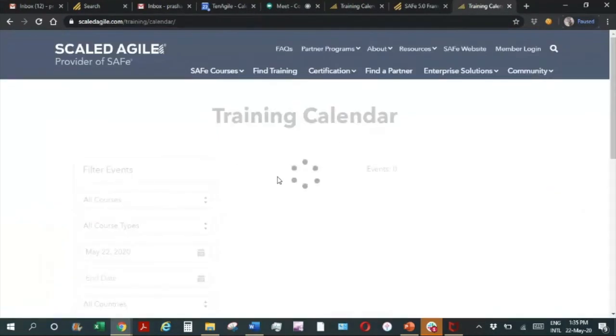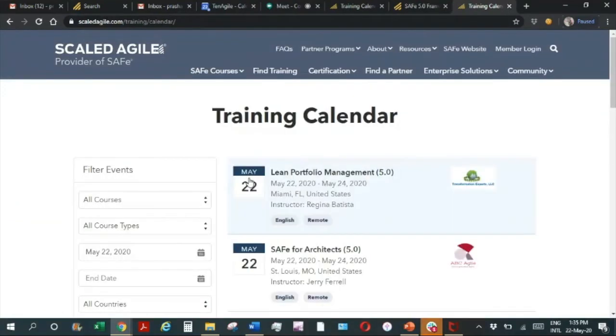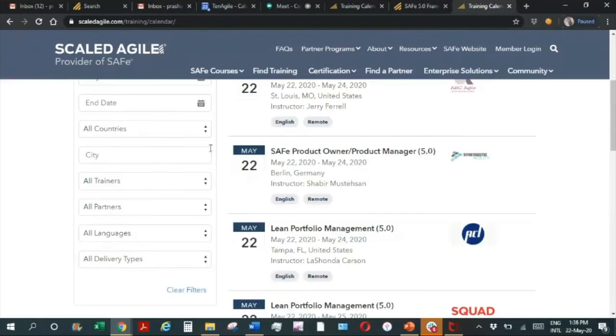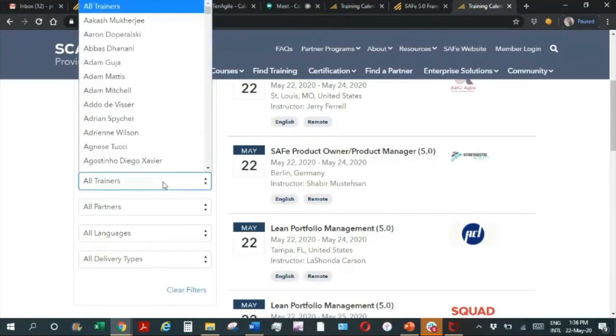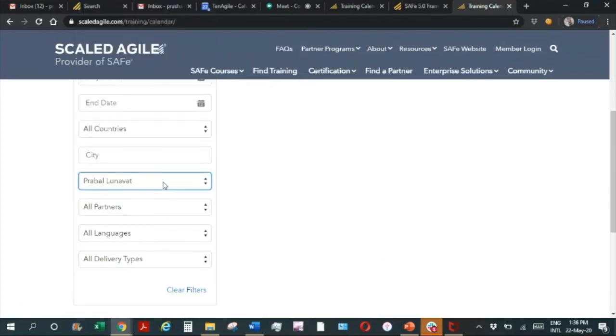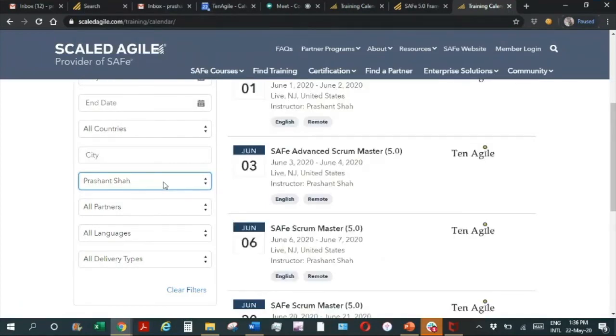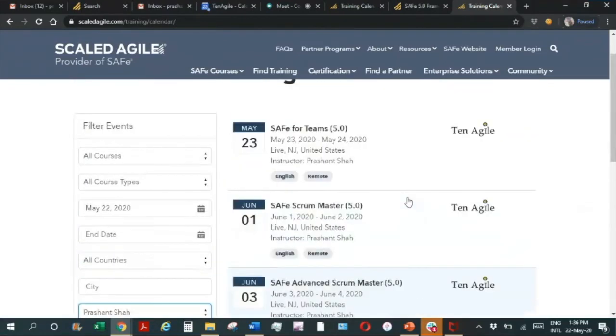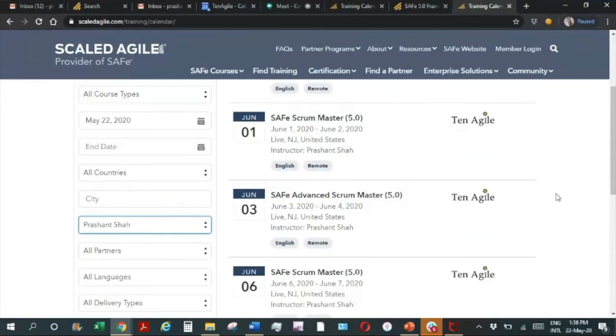You can look for training in different ways. If you look for a trainer, you can type my name, and it's there. And then you will find all the classes that I'm running in the next couple of weeks. You can even pick by 10 Agile if you want to look by 10 Agile. And we have several other courses. If you don't find something, let us know and we can help you.